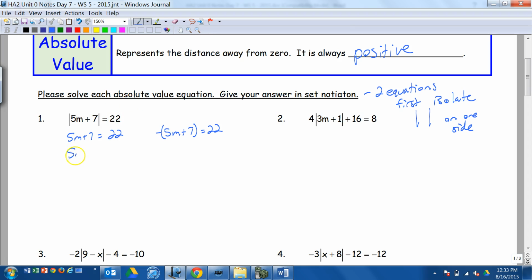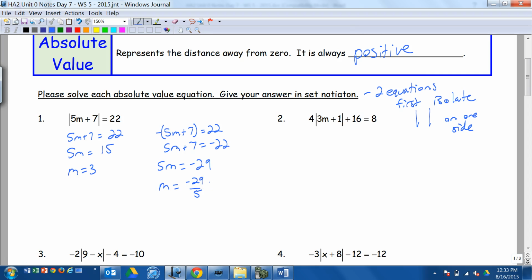So now we just solve. 5m equals 7. 22 minus 7 is 15. So m can be 3. The other one, we get 5m plus 7 is equal to negative 22. So when you subtract 7, you get 5m is equal to negative 29. So we get m is equal to negative 29 fifths. Okay, so we have m equals that and that.